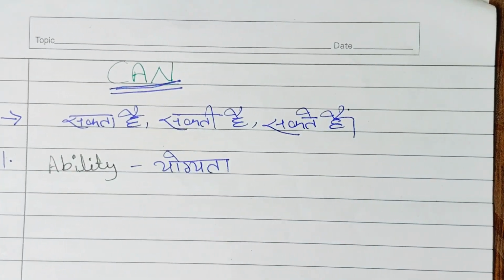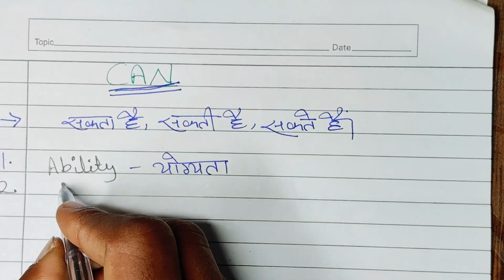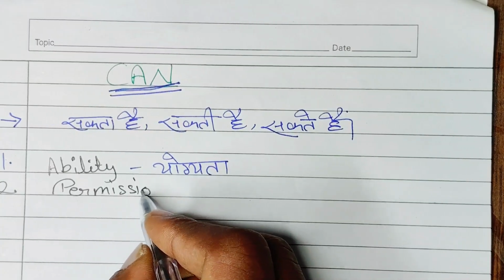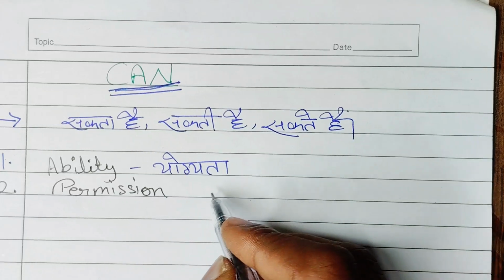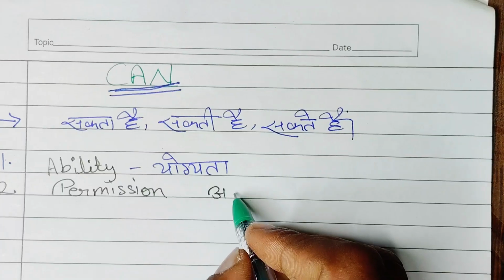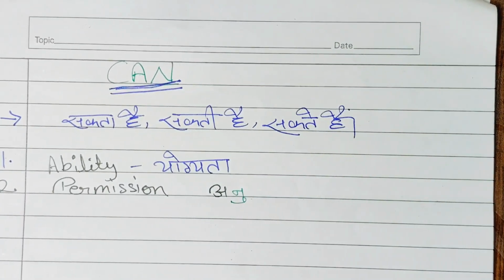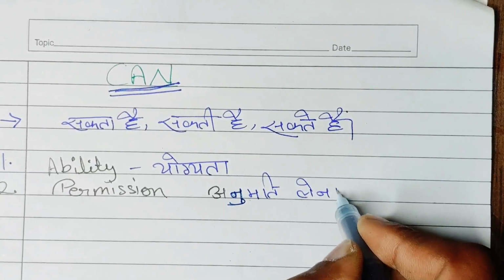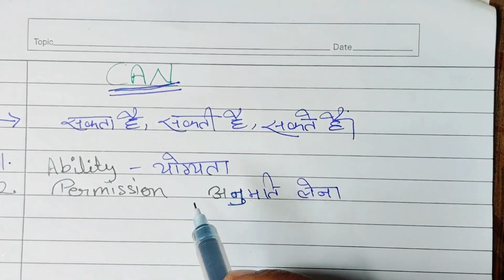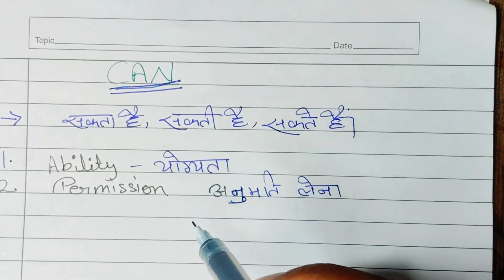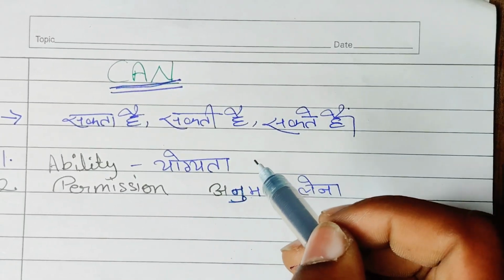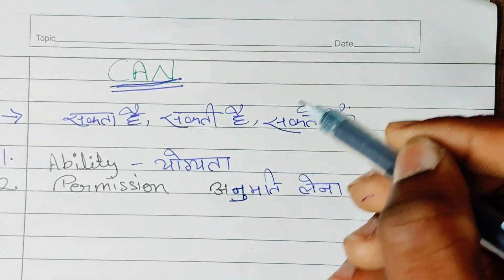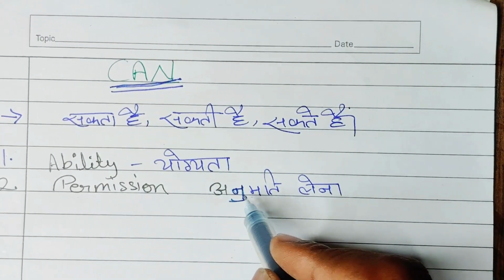Then the second one is permission. Permission means इजाजत लेना, अनुमति लेना. बट अनुमति किससे लेना? जैसे कि अपने दोस्तों से, या फिर जो आपके बराबर के हैं, जैसे कि आपके छोटे भाई बहन, या आपके दोस्त, जिनकी पावर आपस में बराबर है, जो बराबरी वाले लोग हैं, उनसे परमिशन लेने के लिए हम प्रयोग करते हैं कैन का.